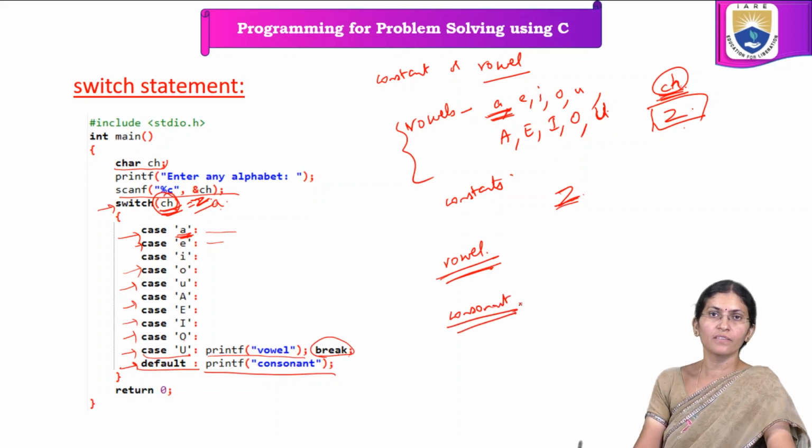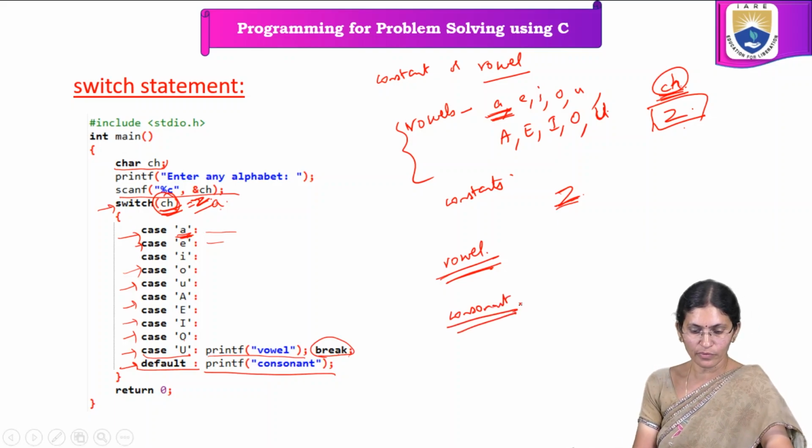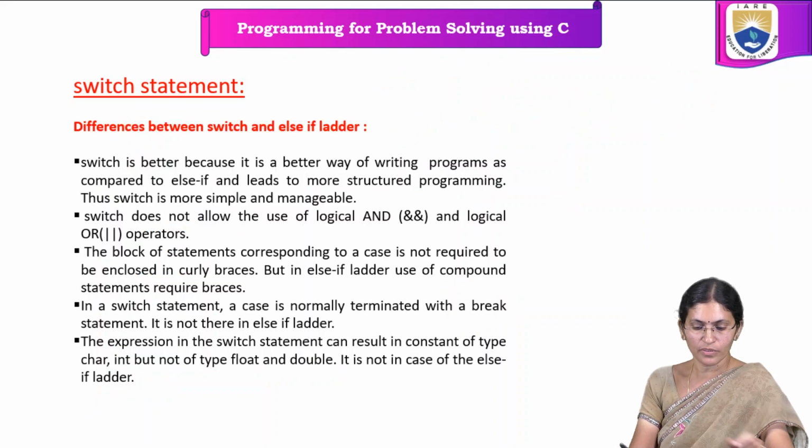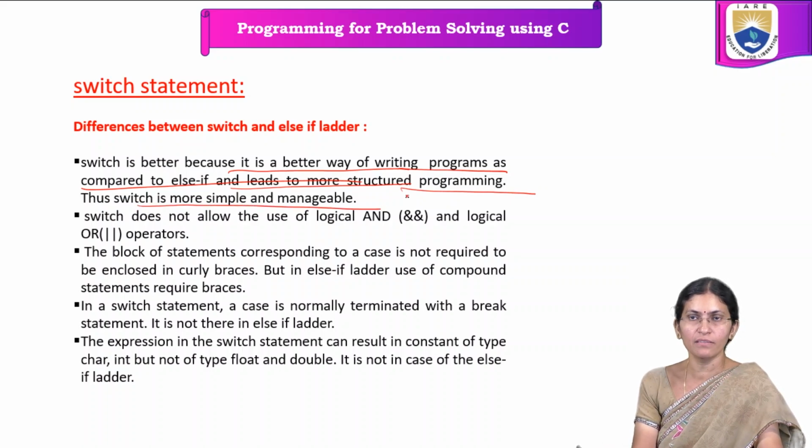So in this way we can understand the use of the switch statement. Thus let us see some of the differences between the switch statement and the else if ladder. Both are used for checking multiple conditions in the program. But the switch statement is better because it is a better way of writing programs as compared to else if, and it leads to more structured programming. Switch is more simple and manageable.